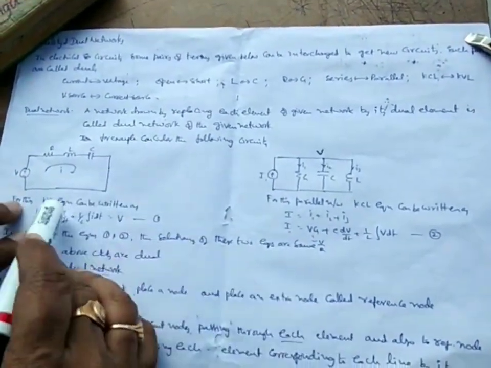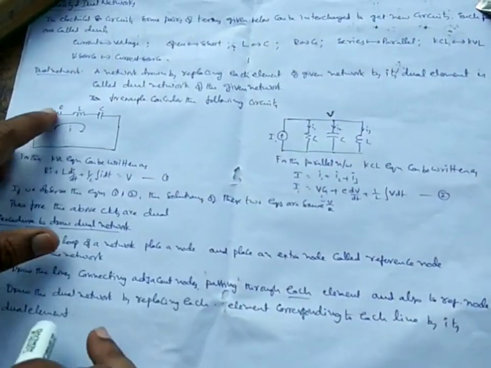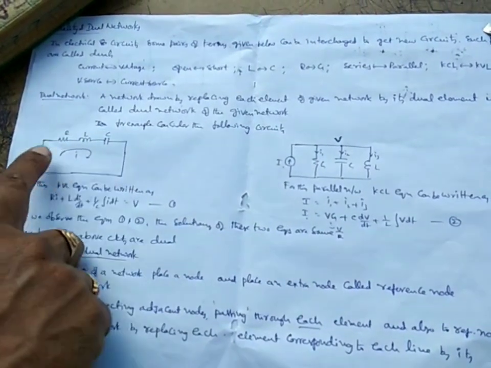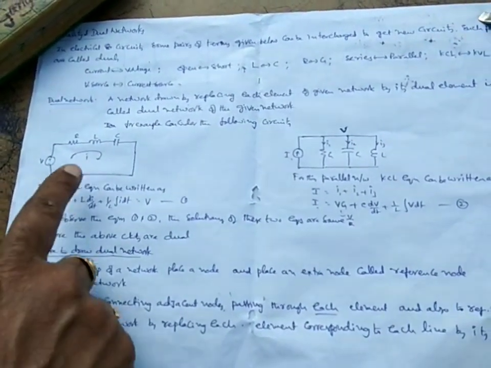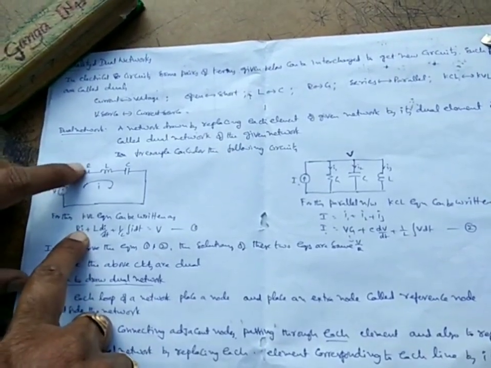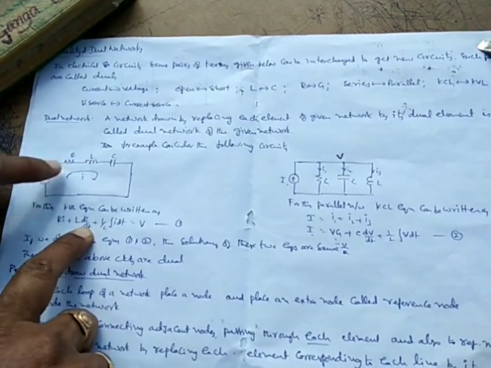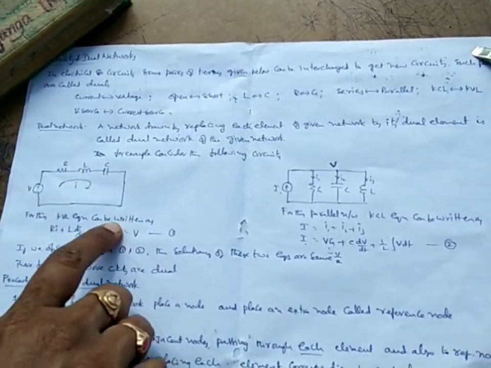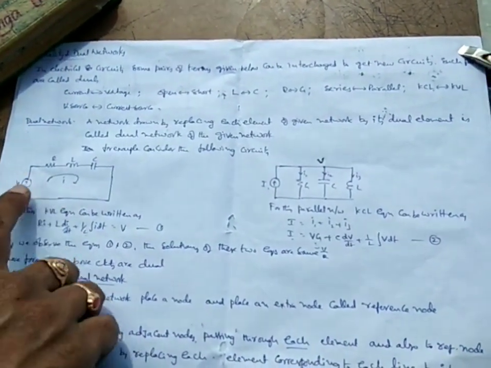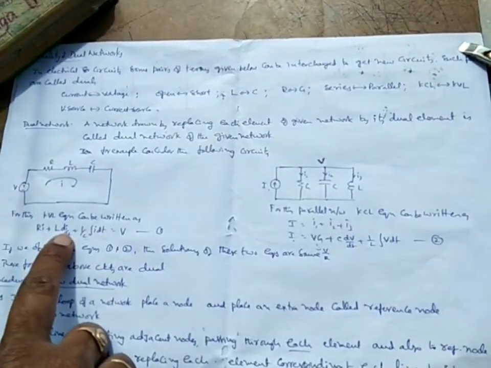To understand what a dual network is, consider these two circuits. This is a simple series circuit consisting of R, L, C in series. For this circuit, we can write the KVL equation like this. R i is the voltage across the resistor, voltage across the inductor is L di by dt, and voltage across the capacitor is 1 by C integral i dt. This is the supply voltage. So by KVL, this is the total voltage equation.